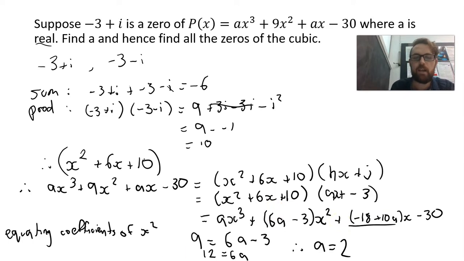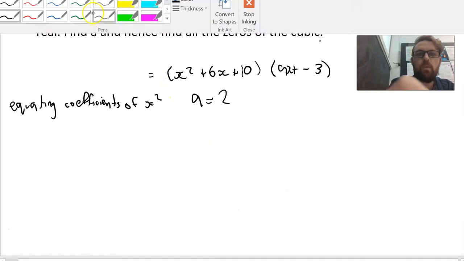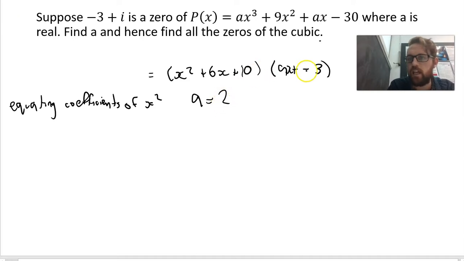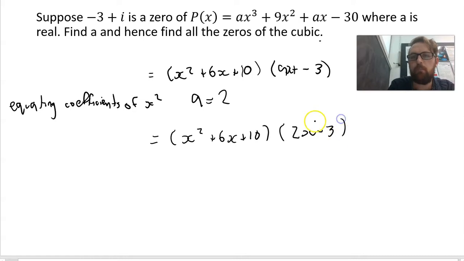But yeah, we've found that a. Okay, so what we've got here is we found our a equals 2, therefore the combination of this quadratic is x squared plus 6x plus 10, and then 2x minus 3. All right, we have been asked, so it's always good to go back to the questions, find a and hence find all the zeros.